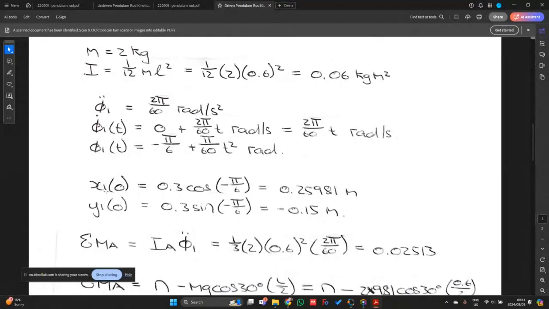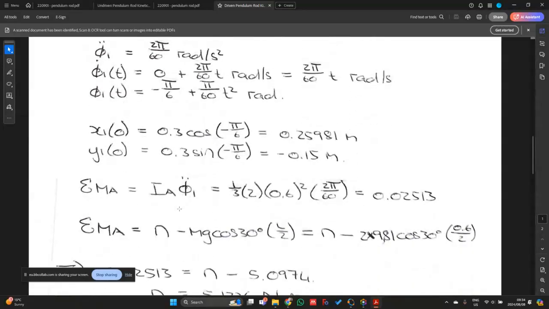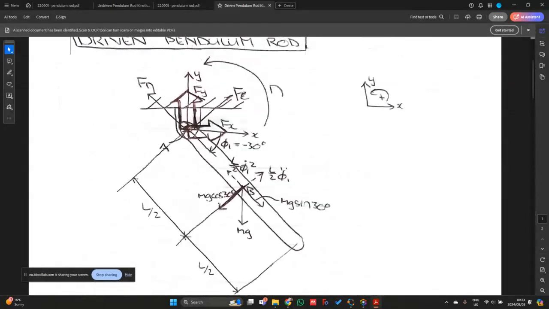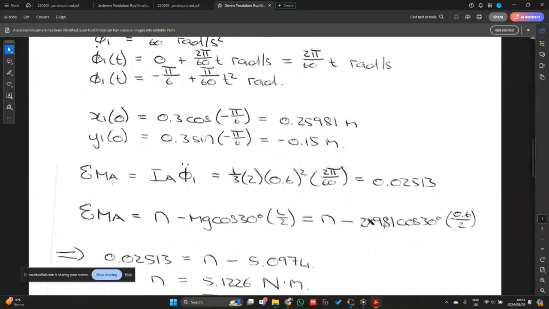Okay, and then we also have the x1 and y1 initial coordinates that we got previously as 0.26 meters and minus 0.15 meters. And then we can once again calculate the moment equilibrium about point A, because we don't know what these reaction forces are, so it just makes the calculation a bit easier. So if I do that, then sigma MA is equal to IA phi 1 double dot, and that is then equal to 1 over 3 times 0.6 squared times 2 pi over 60. So I get this value on the right hand side.